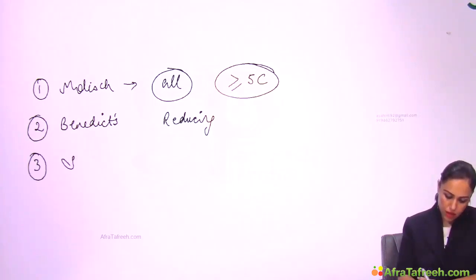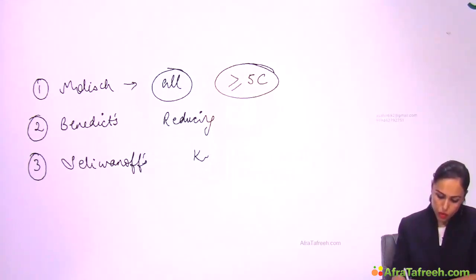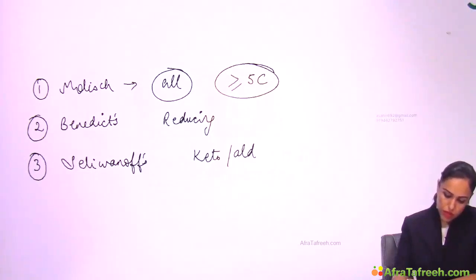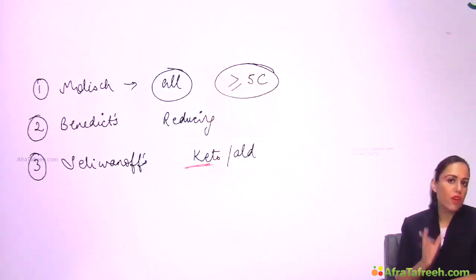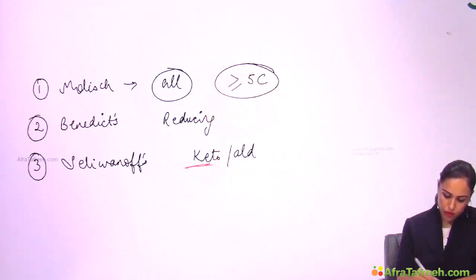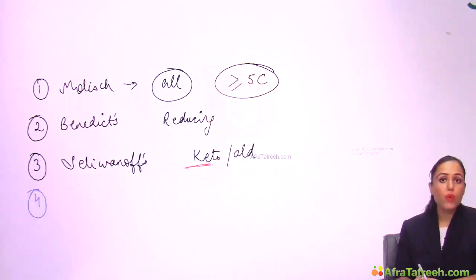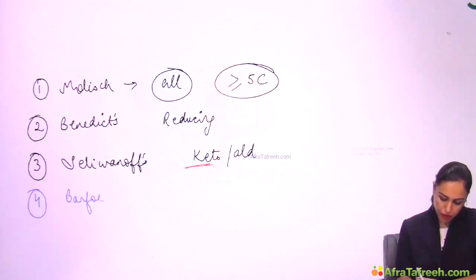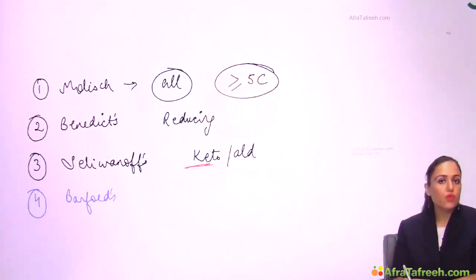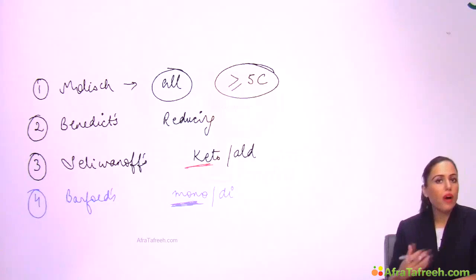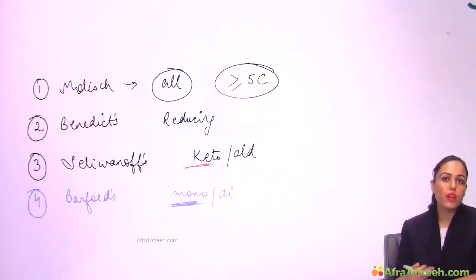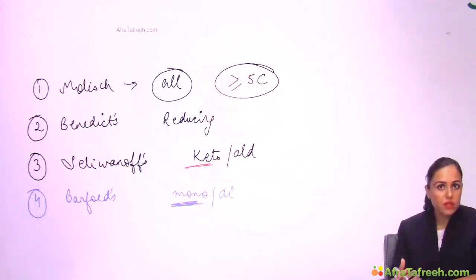Then the third is Selivanov's test. Selivanov's test will distinguish between keto sugar and aldehyde sugar, because Selivanov's test is only given positive by keto sugar. So if Selivanov's is positive, then we are very sure it is keto sugar. Now one more test here, that is Barfoed's test. Barfoed's test is again used to distinguish two things, that is it can distinguish monosaccharides and disaccharides, and it is given positive by monosaccharides. So if Barfoed is positive, we are very sure it is a monosaccharide. If Selivanov's is positive, we are very sure it is keto sugar, right?